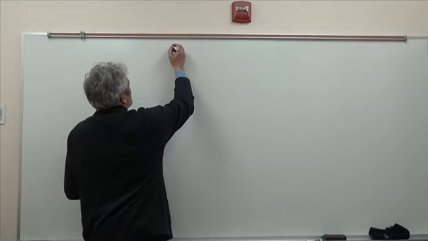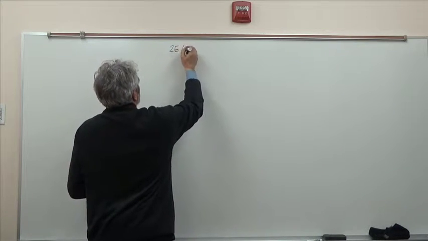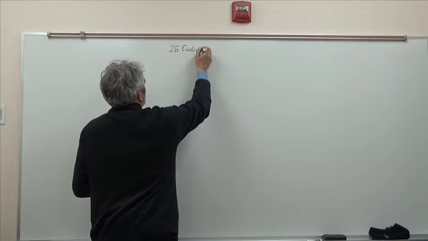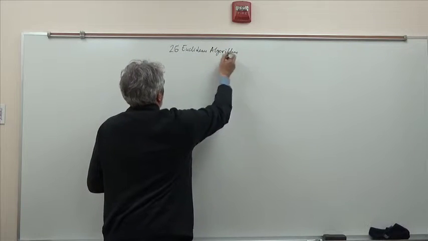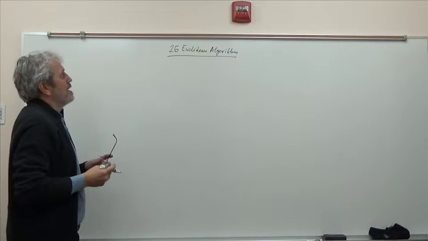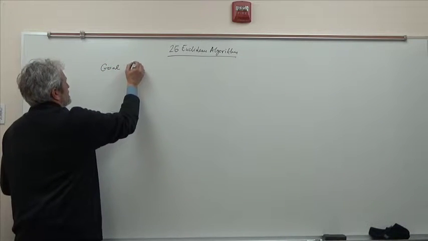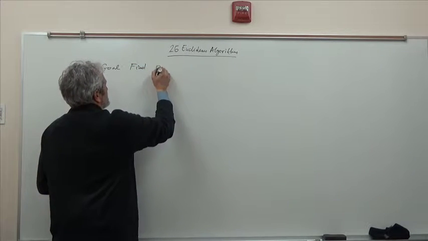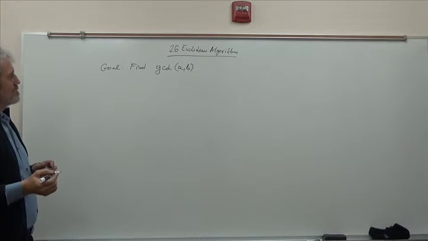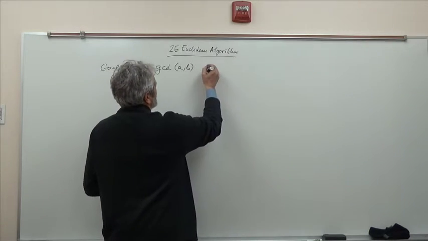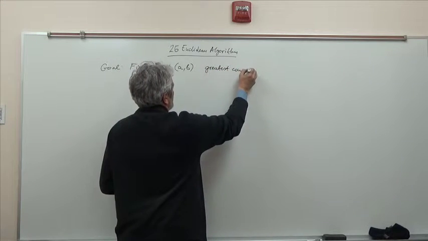Hi, our topic for today is section 2.6, Euclidean algorithm. So what's our goal in that algorithm? To find GCD of two integers A and B, where GCD stands for greatest common divisor.